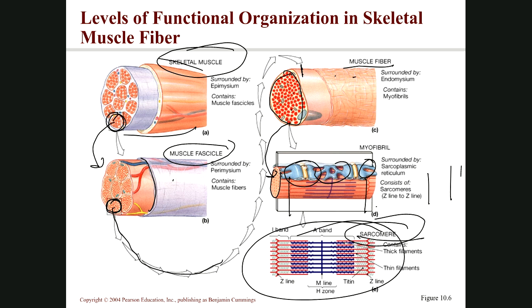So many sarcomeres make one myofibril. Many myofibrils are found in one muscle cell. Many muscle cells are found in one fascicle, many fascicles in one skeletal muscle. So this is like those little Russian dolls that you keep opening, the one on the outside, and there's a smaller one on the inside. Well, this is exactly the same thing. You get smaller and smaller components until you get to the unit, which is the sarcomere.